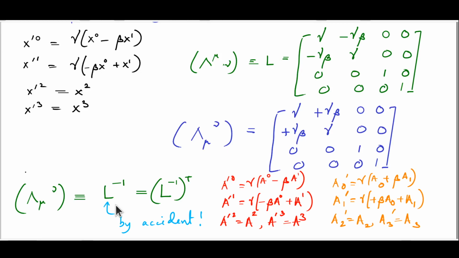So all you really need to do to invert this matrix, and actually to calculate L transpose inverse, is change the sign of beta. So we know that L transpose inverse for this particular case must become gamma, plus gamma beta, 0, 0; plus gamma beta, gamma, 0, 0; 0, 0, 1, 0; 0, 0, 0, 1. Now having said that, let us try to figure out how this is consistent with our notion of lambda lower mu upper nu being something we can obtain by just lowering the mu index and raising the nu index of the L matrix's coefficients.